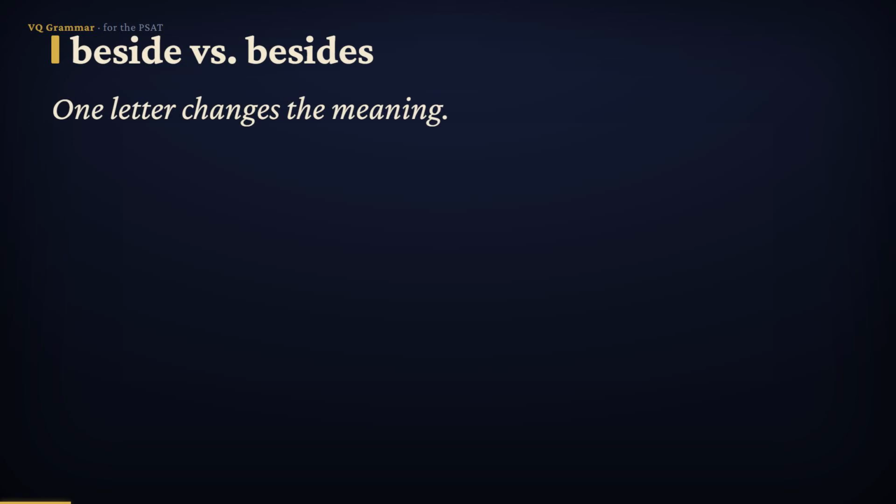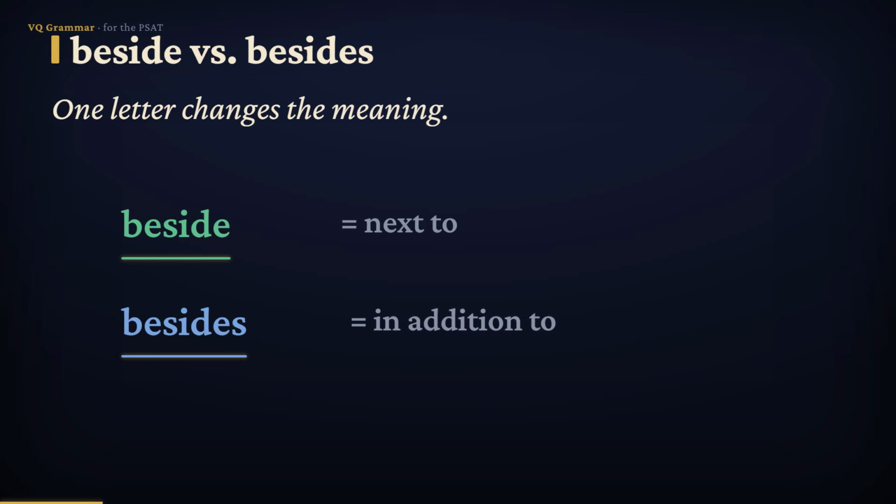First pair, beside and besides. Beside, with no S on the end, means next to. The umbrella stand is beside the door, right next to it. Besides, with that extra S, means in addition to. Besides apples, the orchard grows pears. Here's the memory tip. The extra S gives you an extra idea, in addition to. Beside is next to. Besides is in addition to.